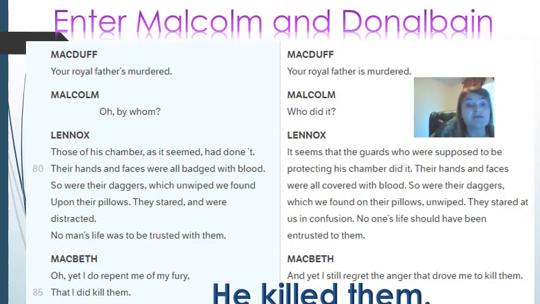Your royal father's murdered. Oh, by whom? Those of his chamber, as it seems, had done it. Their hands and faces were all badged with blood. So were their daggers, which unwiped we found upon their pillows. They stared and were distracted. No man's life was to be trusted with them. Oh, yet I do repent me of my fury that I did kill them.